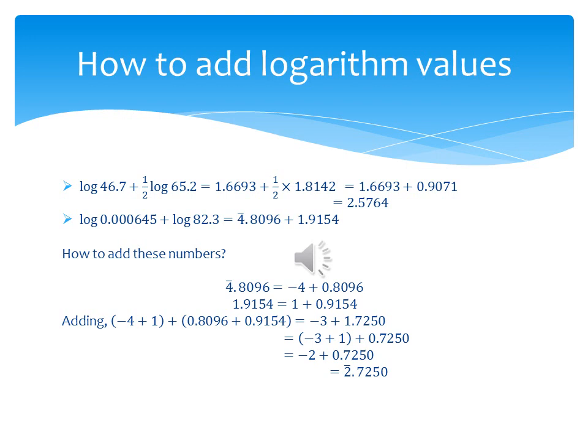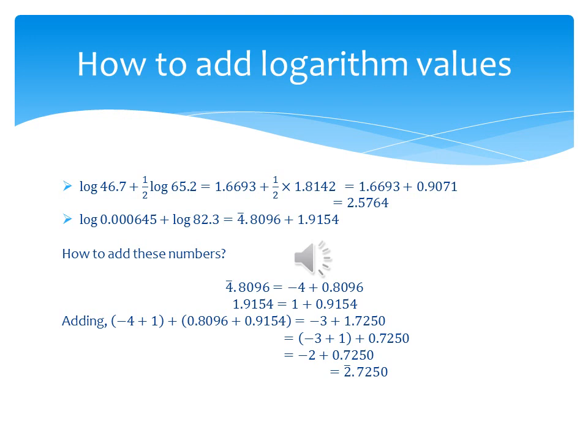So when do we have a problem? We have a problem when we have numbers with 0.00 and so on. Log of 0.000645 becomes bar 4.8096. So how do we add numbers when we get a bar? Bar is taken to be minus. So bar 4.8096 can be written as minus 4 plus 0.8096.